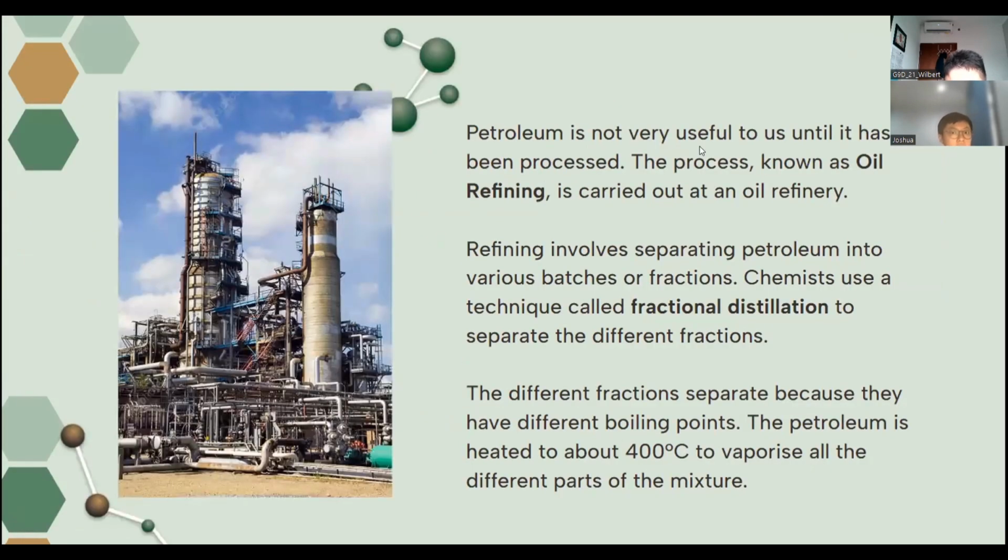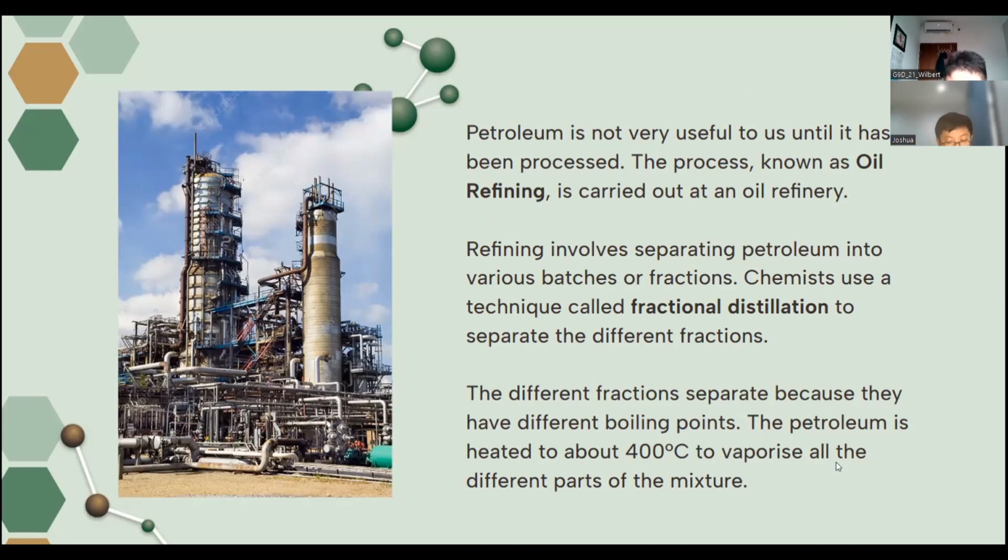Petroleum is not very useful to us until it has been processed. The process is known as oil refining. Oil refining is carried out at an oil refinery. Refinery involves separating petroleum into various batches or fractions. Chemists use a technique called fractional distillation to separate the different fractions at the oil refinery station. The different fractions separate because they have different boiling points.